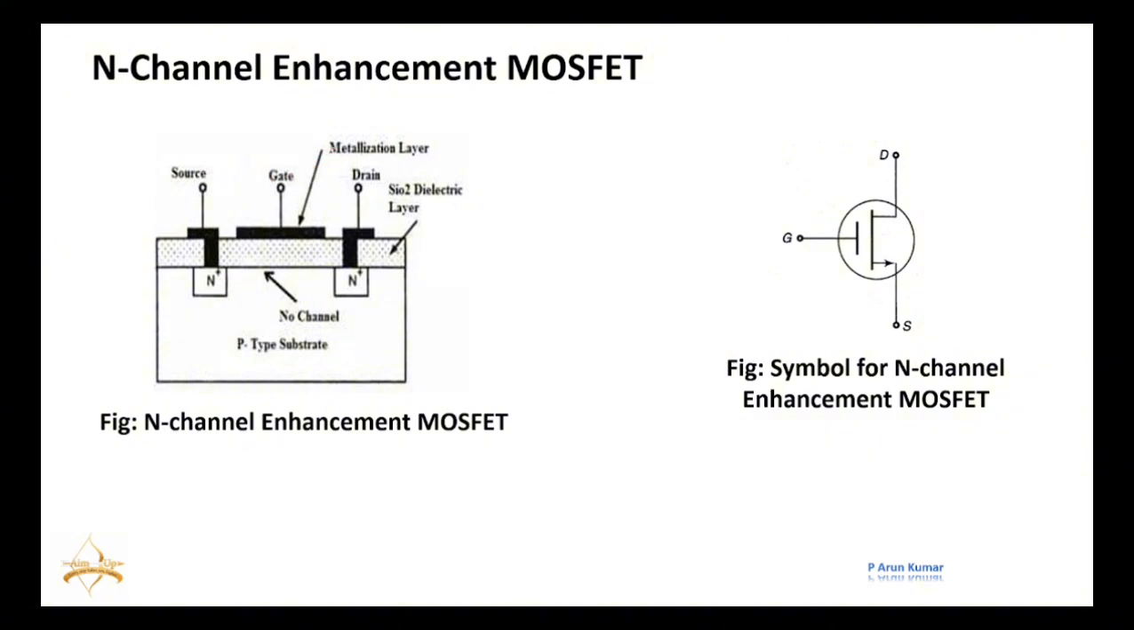This is all about enhancement MOSFET actually. In the case of a depletion MOSFET, we can see only one difference. There is already a channel there. That is, an N-type channel is already there. That is a depletion MOSFET. This is the only difference between depletion MOSFET and enhancement MOSFET.